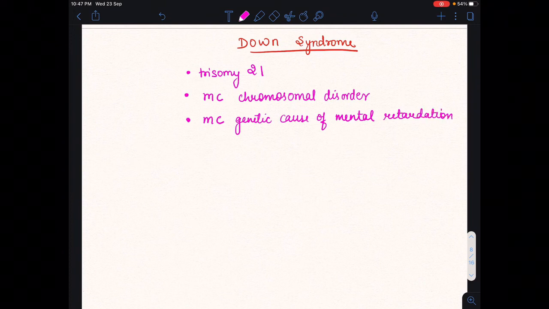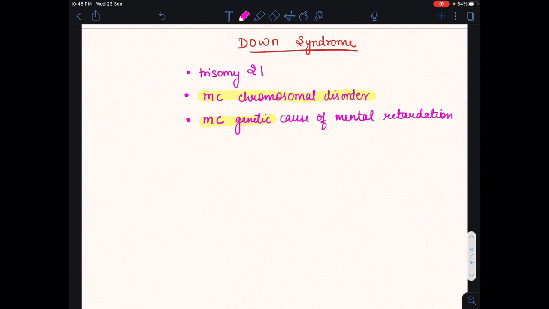So here are the three things which we should remember about this syndrome: trisomy of chromosome 21, the most common chromosomal disorder, and the most common genetic cause of mental retardation. Before starting the clinical features, as you all know, our channel name is Tricky MBBS. So in this syndrome also we are applying one trick, and through that trick we can learn all the clinical features of Down syndrome.